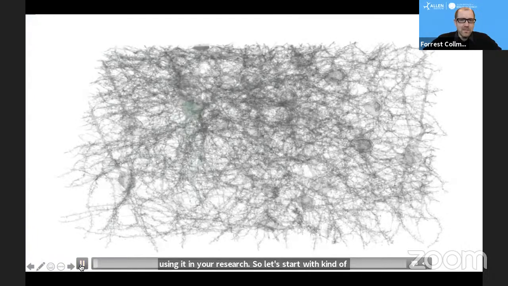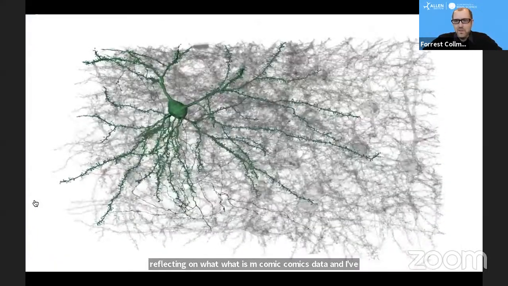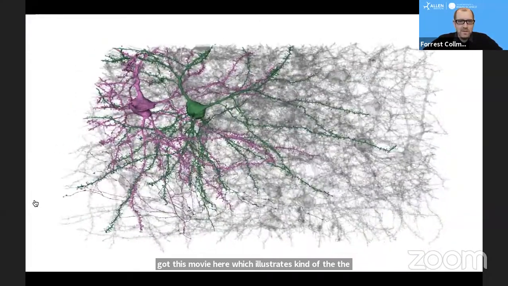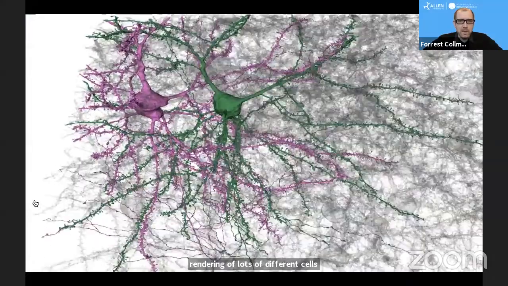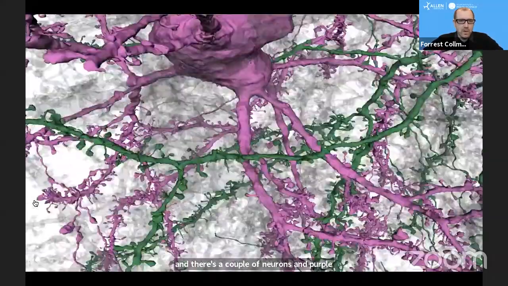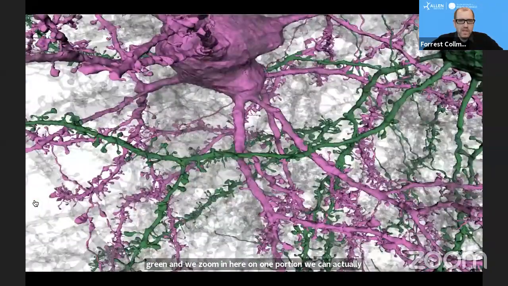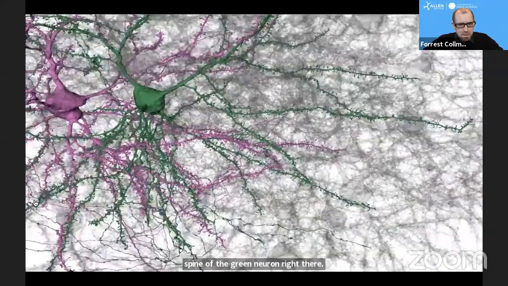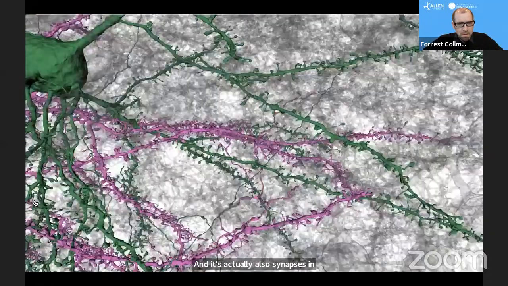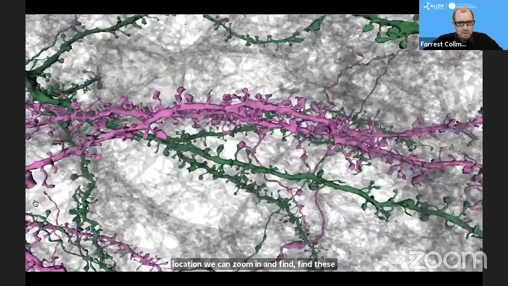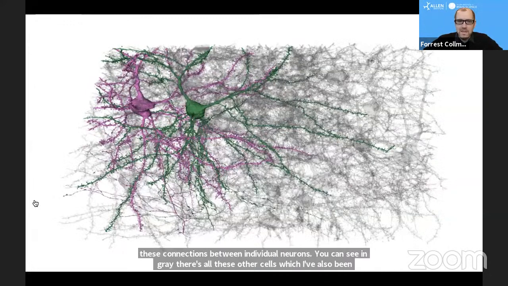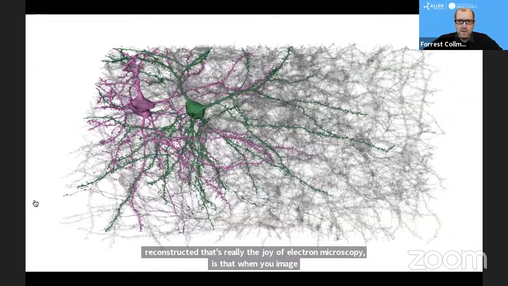I've got this movie here, which illustrates the classic use case of EM data. You can see there's a rendering of lots of different cells, and there's a couple of neurons in purple and in green. If we zoom in on one portion, we can see that this purple neuron is synapsing onto a spine of the green neuron right there. And it's also synapsing in this other location, and we can zoom in and find these connections between individual neurons. You can see in gray, there are all these other cells which have also been reconstructed. That's really the joy of electron microscopy: when you image something, you really can see absolutely everything that's structurally there within the tissue.